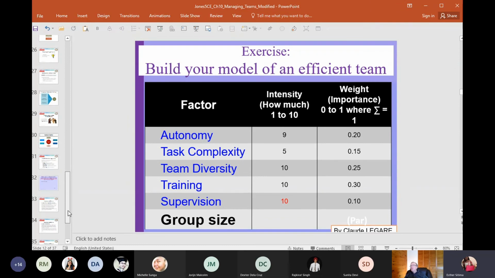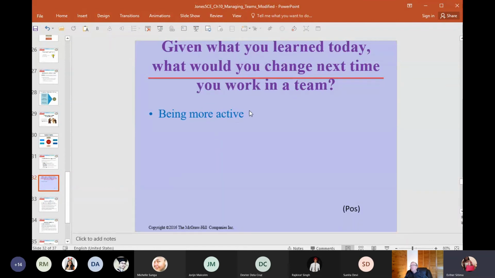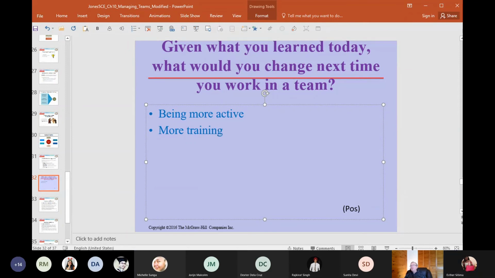Actually, I tried to group my work. I tried to do this exercise, and I put more of my points on intensity on training. Yes, because I learned that training actually is important in a group. More training is important in your opinion, right? Yeah. Okay, great. Yeah, excellent.